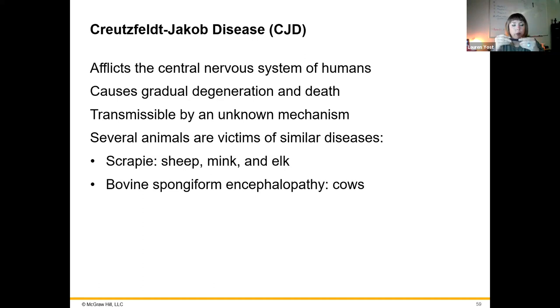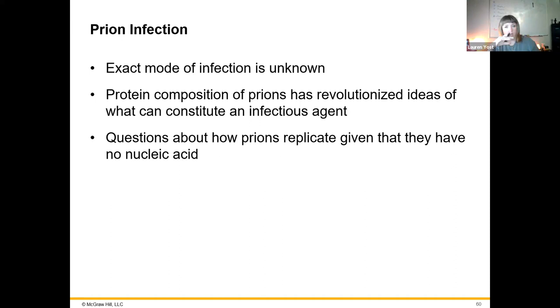It's a similar concept. Very slow, but typically once you start having obvious, pronounced symptoms, you have less than a year to survive. But it takes 30 years to start having symptoms. It's nuts. So the exact mode of infection, again, not completely understood, just seems like you can come in contact with this misfolded protein and it can lead to symptoms from this. This actually completely changed our idea of what constitutes an infectious agent and what you need in order to be infectious.